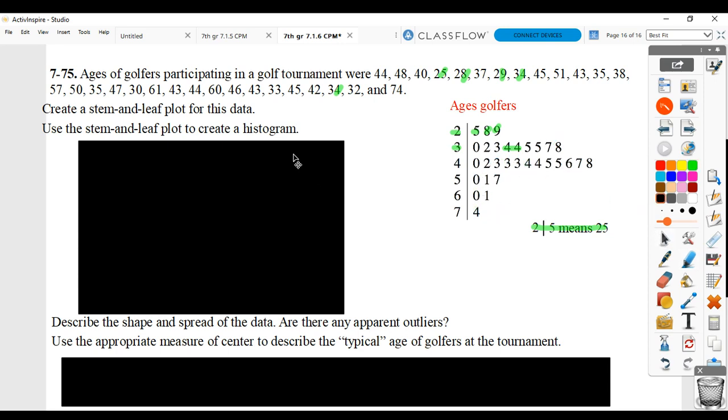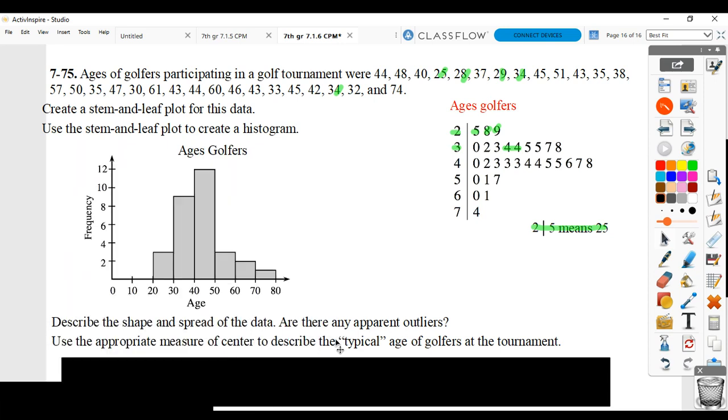Then you take that stem and leaf plot and they want you to make a histogram from that. When you make your histogram, again, you need a title and you need labels. And your label for your vertical, remember, is always going to be the frequency. And what we find is that there's 3 golfers whose age is between 20 and 30. So height there is 3.